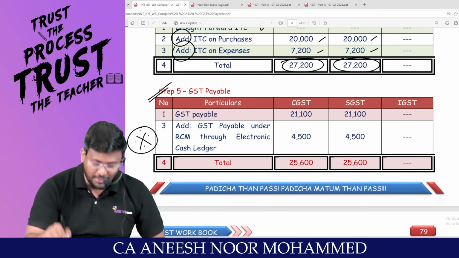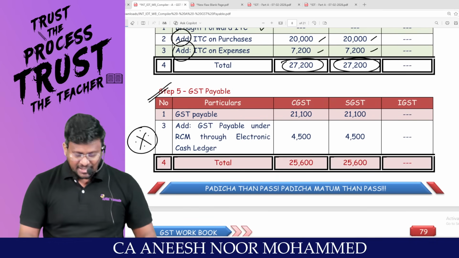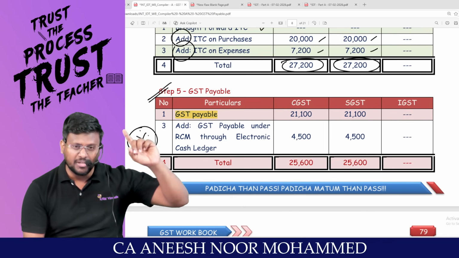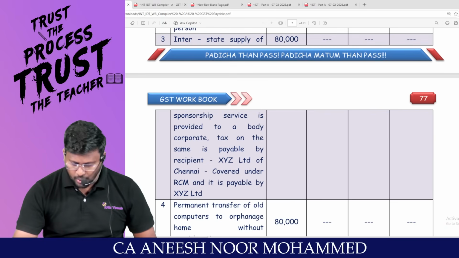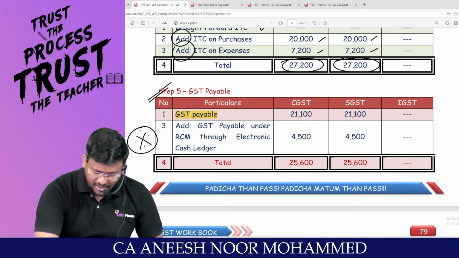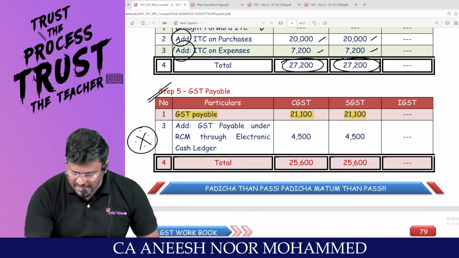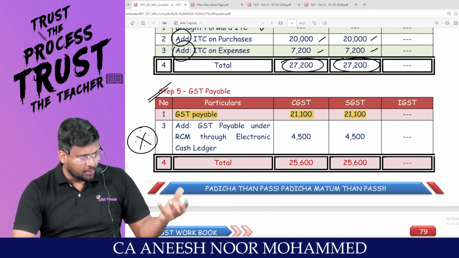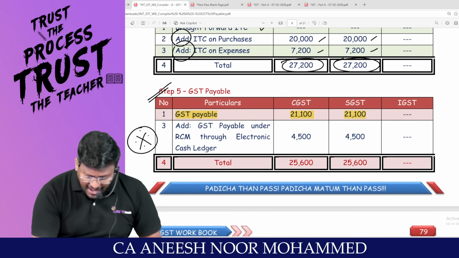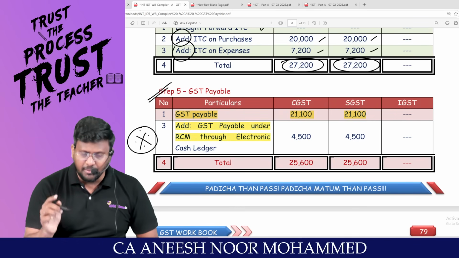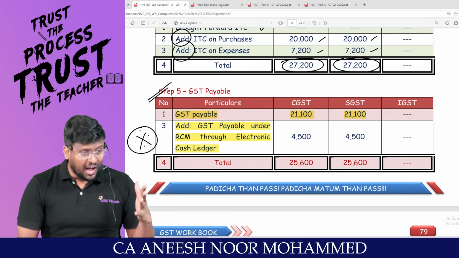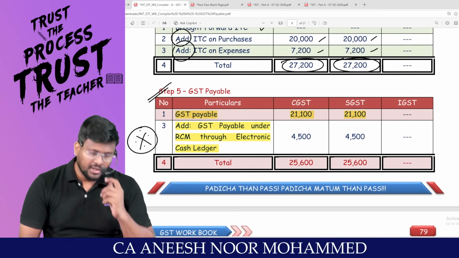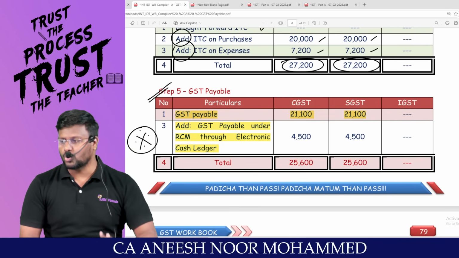So now the game starts. You will enjoy that. GST payable will be available in step number 1. Look at step number 1. What is the step number 1 total? 21,100 and 21,100. This is the output tax liability I am having because of my outward supply. And GST payable under RCM, through which ledger? This amount I can't pay through the electronic credit ledger. This amount mandatorily has to be paid through the electronic cash ledger.